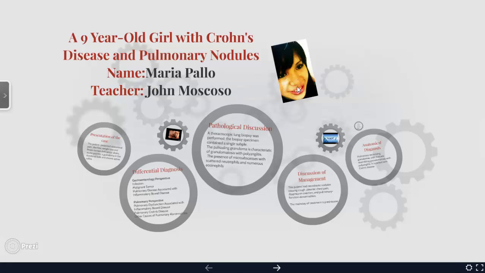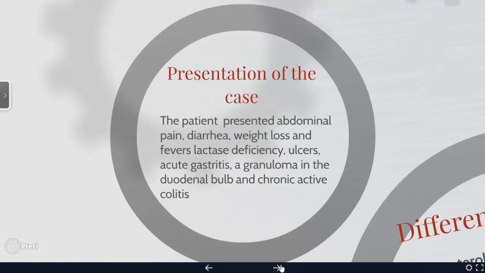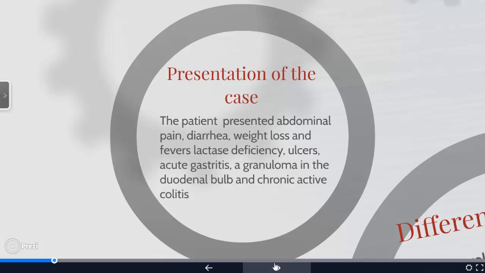A year old here with Crohn disease and pulmonary nodule. Presentation of the case. The patient presented abdominal pain, diarrhea, weight loss, and fever, lactase deficiency, ulcer, acute gastritis, and granuloma in the duodenal bulb, and chronic active colitis.